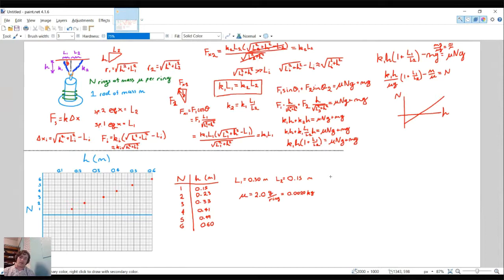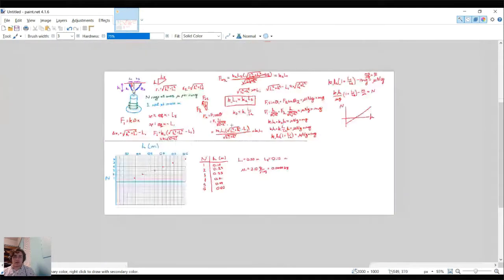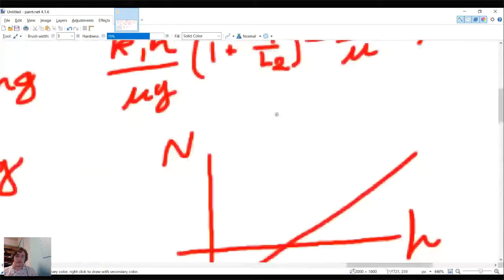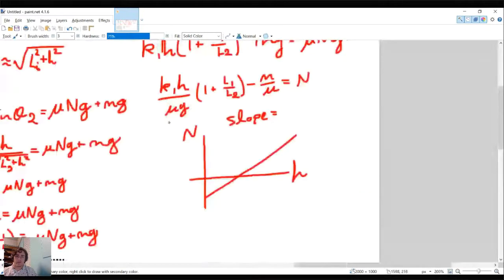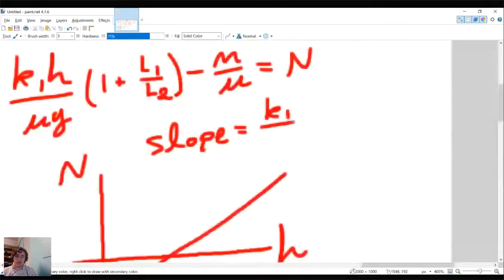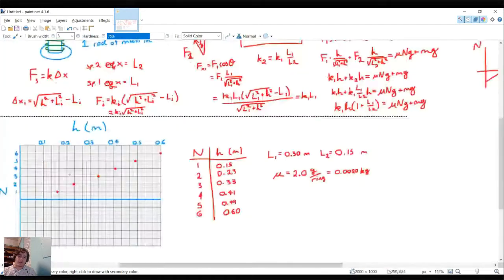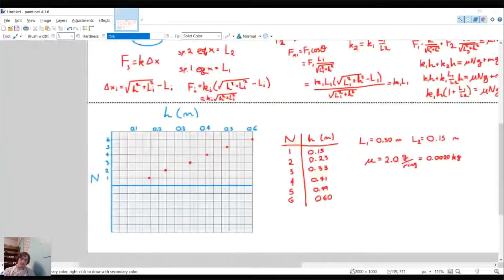So keep in mind here when we're solving for the slope here, and I forgot to mention the slope. This is a function of h, so the slope is going to be everything that h is being multiplied by. So the slope is equal to k1 over mu g times 1 plus L1 over L2. So we have this line of best fit here, and there's some really important points on AP that we have to think about.